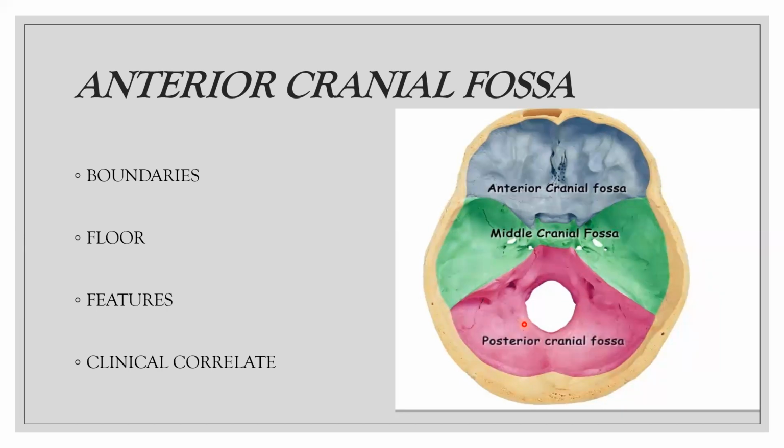Now, these large depressions within the internal surface of the cranial base house different parts of the brain and its associated structures. The anterior cranial fossa is the shallowest and the most superior cranial fossa. So let's begin by talking about the anterior cranial fossa, and this is going to be our guide. We'll look at the boundaries of the anterior cranial fossa, look at the floor of the anterior cranial fossa, and look at the features and some clinical significance of the anterior cranial fossa.